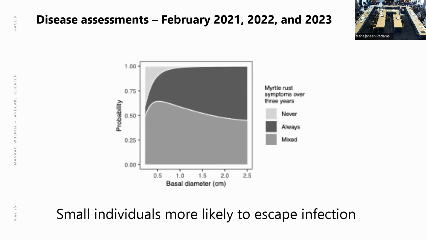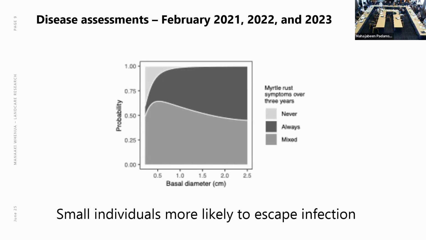Sorry, that didn't really produce very well. But the next result I'm going to show you is the probability of individuals being infected across the three years based on how big they are. That light grey colour at the top left, they're individuals that were never infected across the three years. If you look at the bottom, you can see that they were always small. So it was only the small individuals that escaped infection entirely.